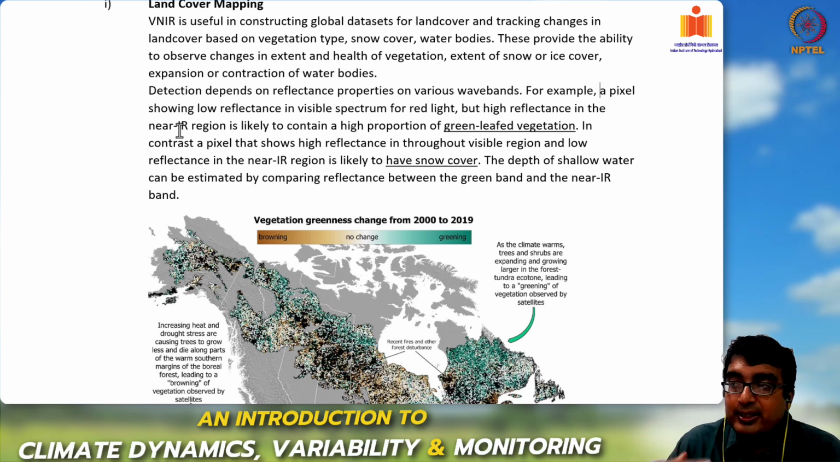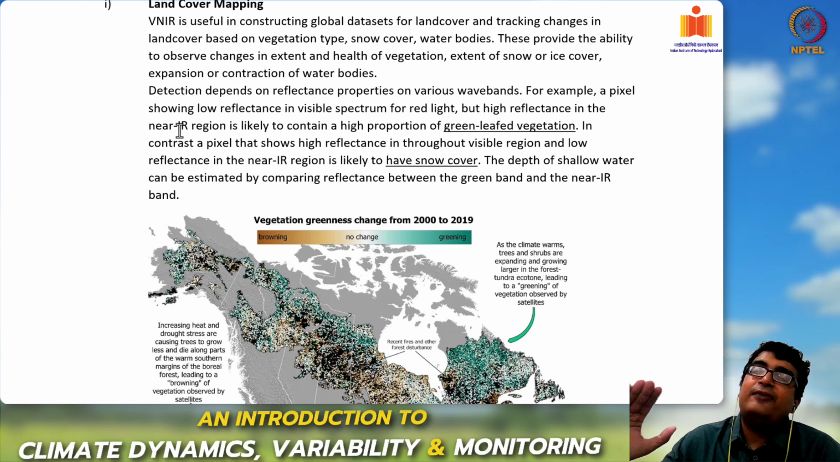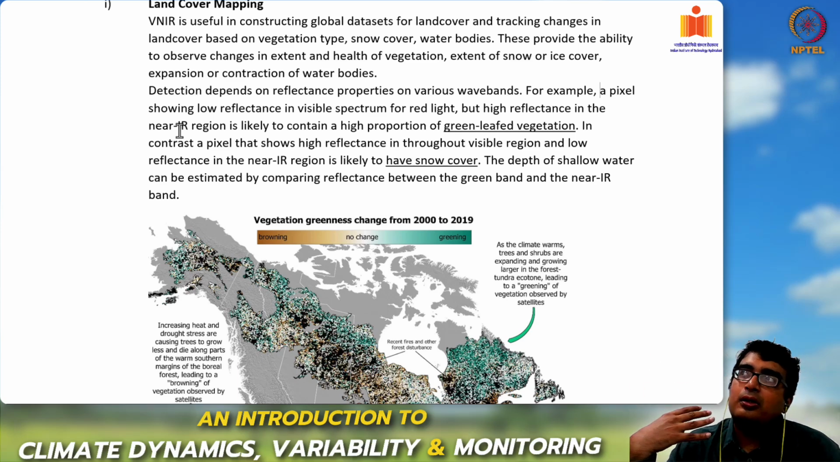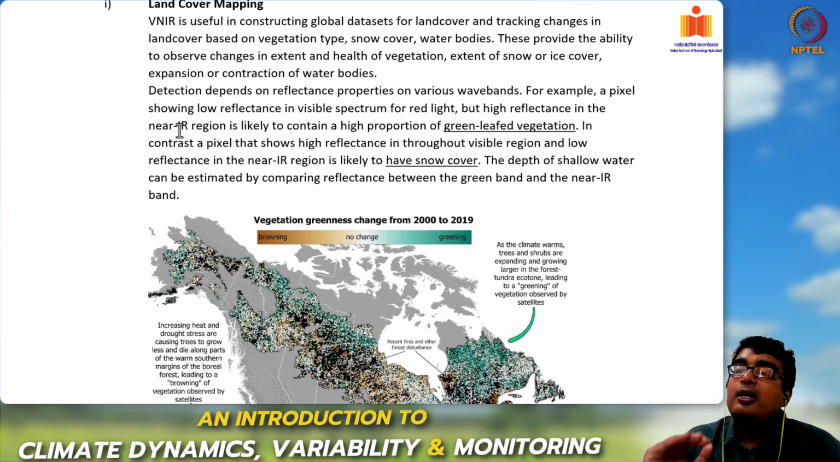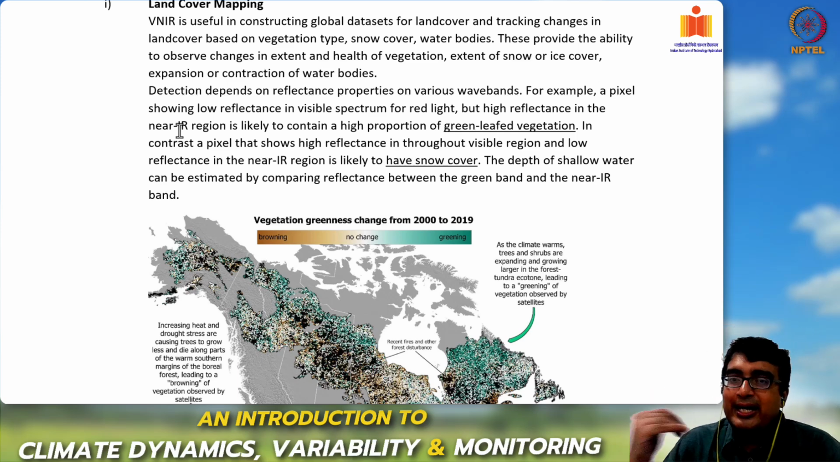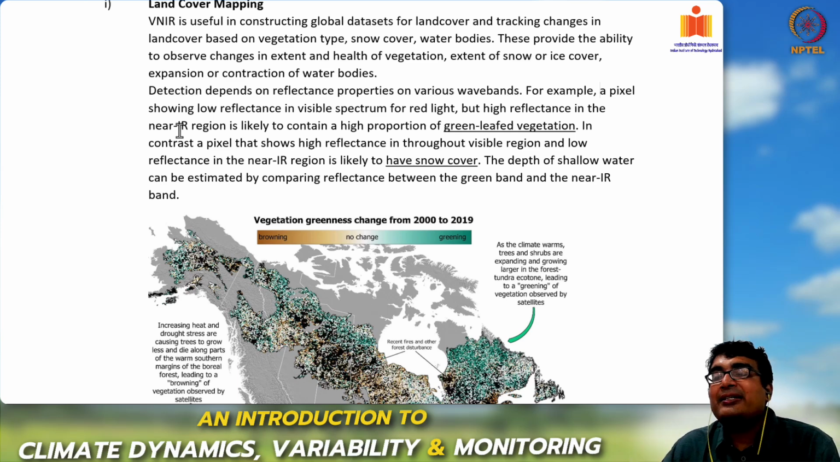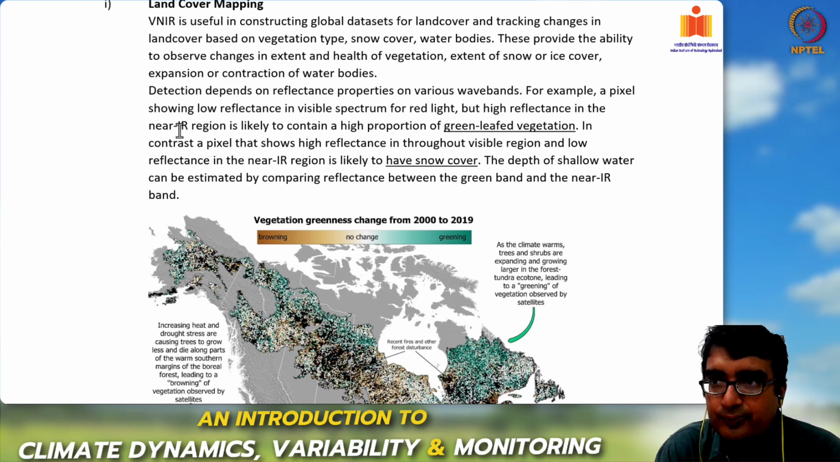So, a land that is covered with green leaves will have low reflection in the red light because chlorophyll absorbs the red side of the spectrum. That is why it looks green. Okay, so it has low reflectance in the red zone but high reflectance in the near infrared light. So, it reflects a lot of the near IR shortwave radiation.